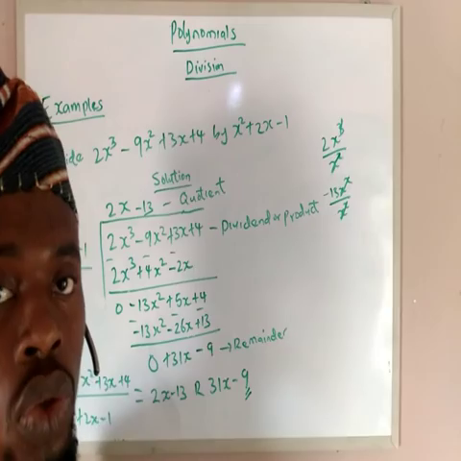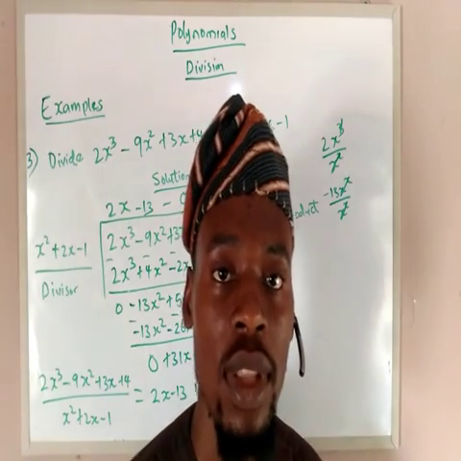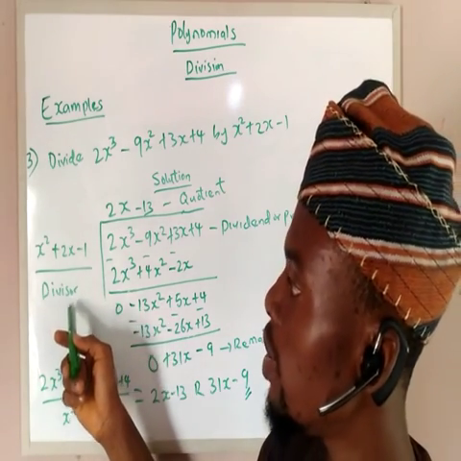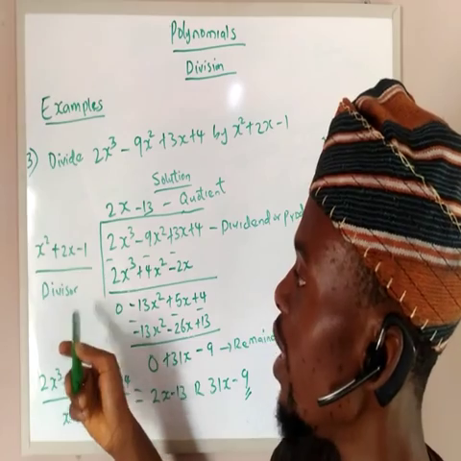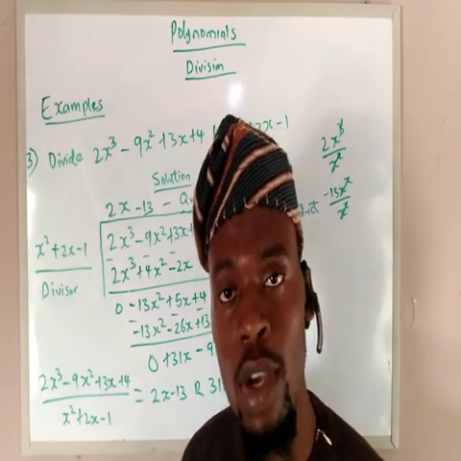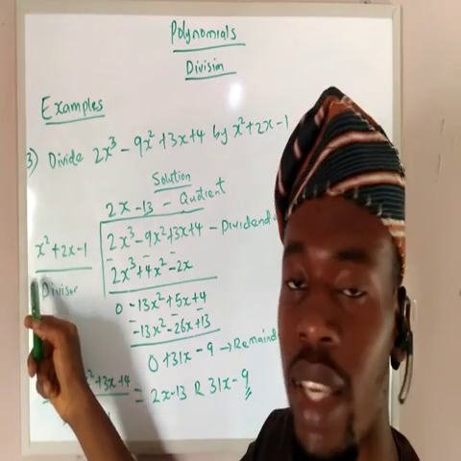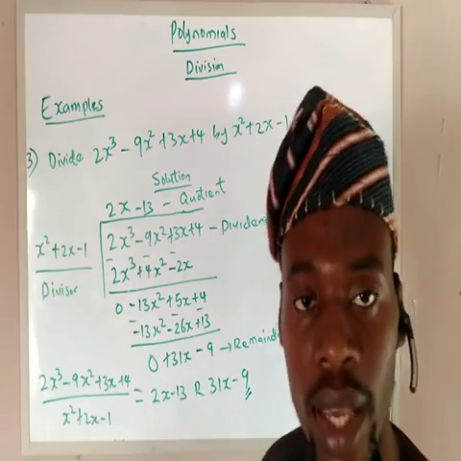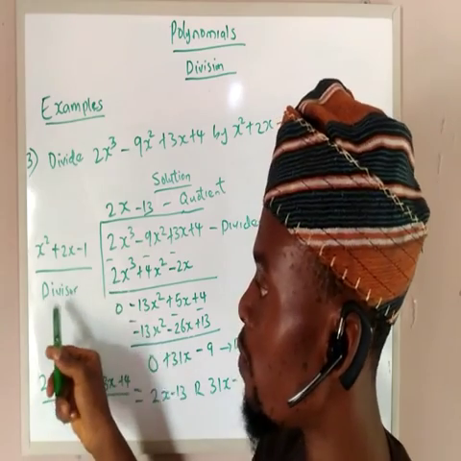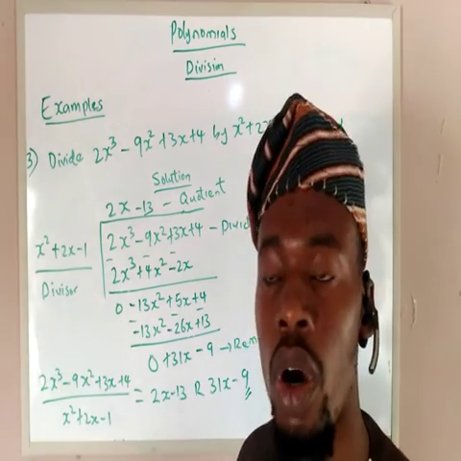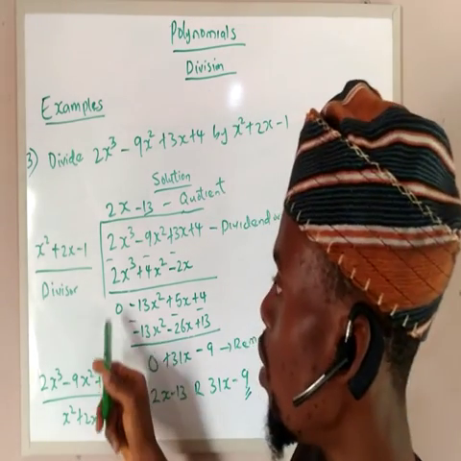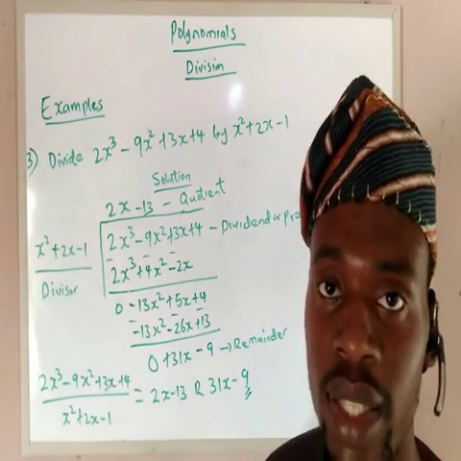Now, there is something you should note in all the examples we have given. It is that the degree of our divisor is always less than the degree of our dividend, or it should be equal to it. When the degree of the divisor is greater than that of the dividend, then you cannot divide that. So the degree of our divisor must always be less than or equal to the degree of our dividend.